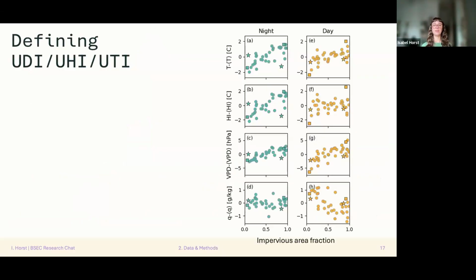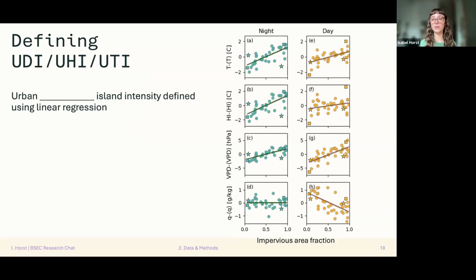So how do I actually define a metric for urban dry island, urban heat island, and urban temperature island? Before I explain that, I'm just going to explain this plot real quick. These plots are showing, on the x-axis, the impervious area fraction at each weather station. And then on the y-axis, we have the nighttime and daytime summer averages for temperature, heat index, vapor pressure deficit, and specific humidity. And right away, you can probably see some trends jumping out. So that's pretty much exactly what I've done. I've just put trend lines on these plots for every hour of data that I have using linear regression.